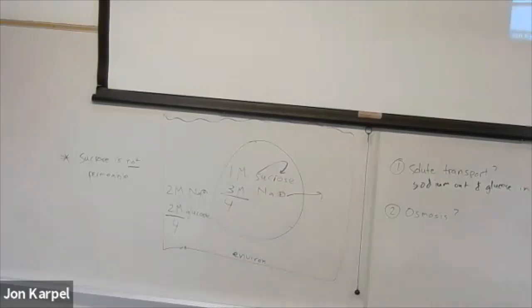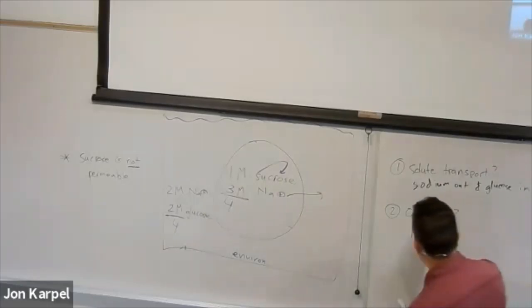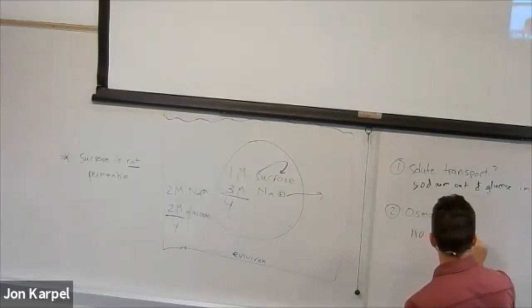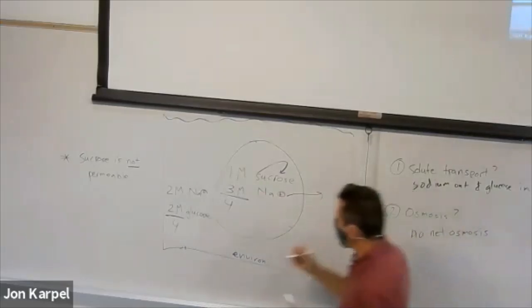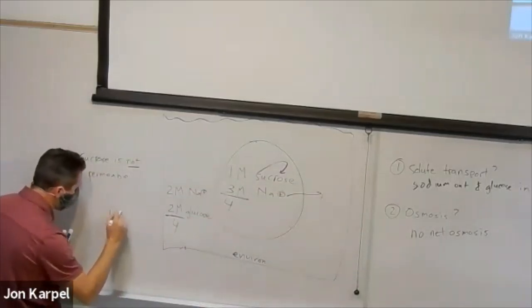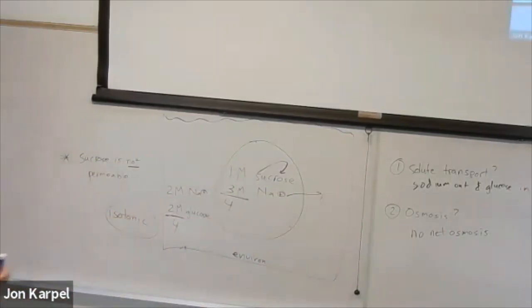What happens with osmosis? Okay, here's the trick question. Does water stop moving? No. Okay, good. So no net osmosis here would be one answer. Or you see no change in water movement because water is moving back and forth at equal rates. So you don't see any change in the volume of the cell, at least at the beginning. So these are isotonic. These solutions are basically the same concentrations, and so you don't get any net osmosis across the membrane.